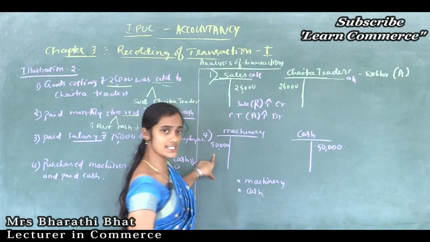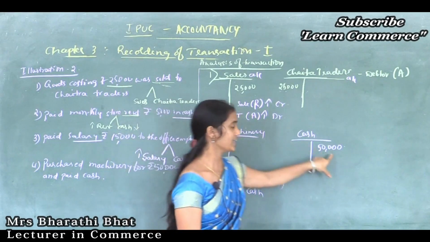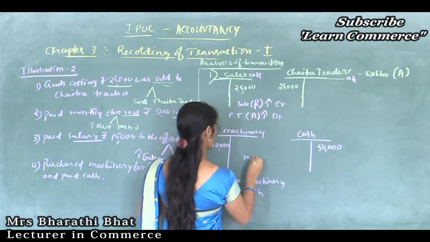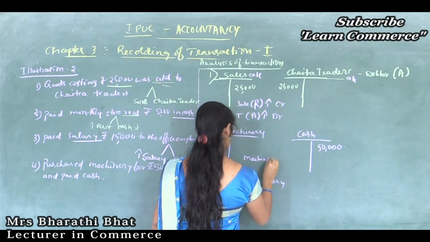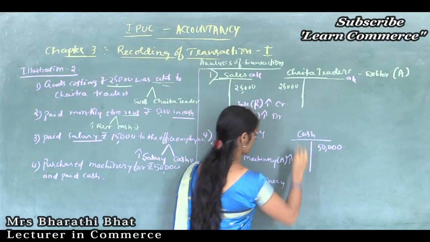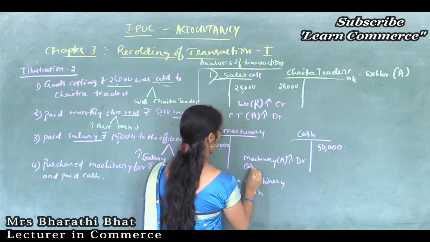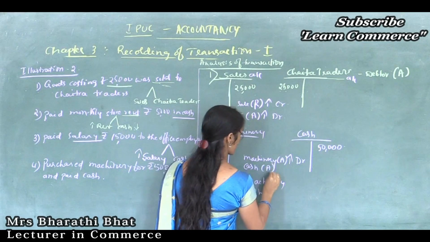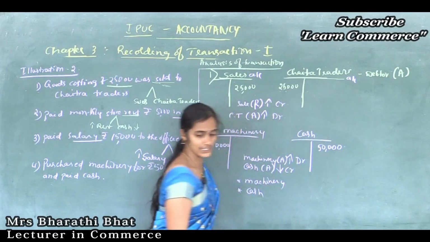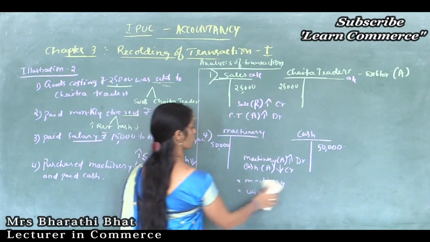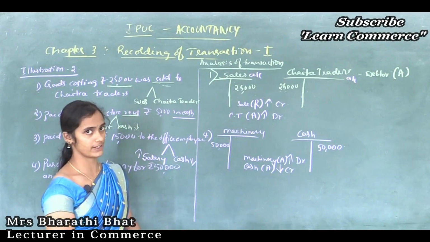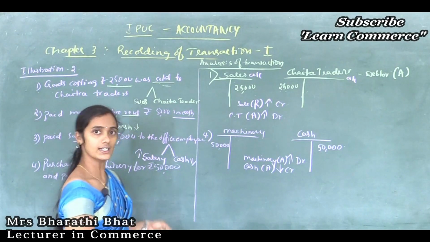So increases in asset is to be debited, decreases in asset is to be credited. Here machinery is considered as asset and it increases, so we debit it. And the next one is cash. Cash is also considered as asset, but cash shows reduced value, so it is credited. So machinery account and cash account are the two accounts affected in this particular transaction.